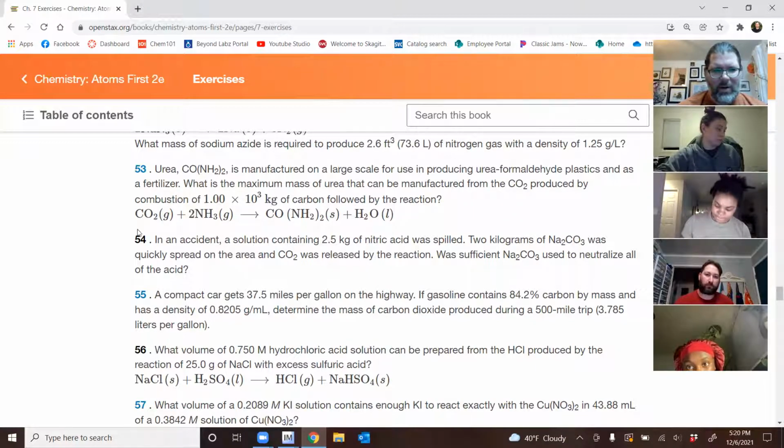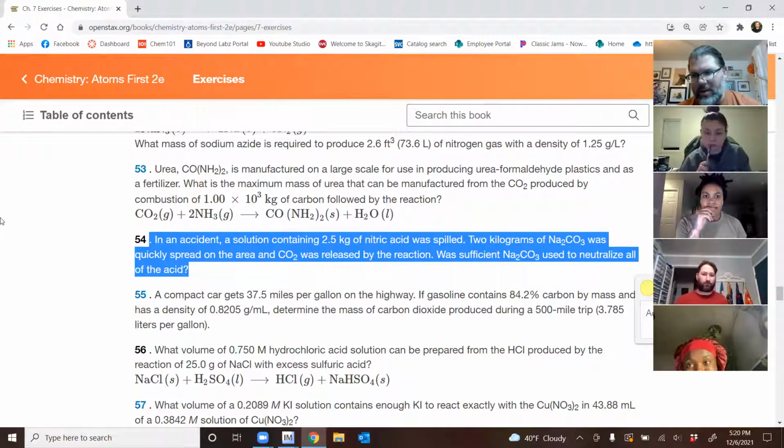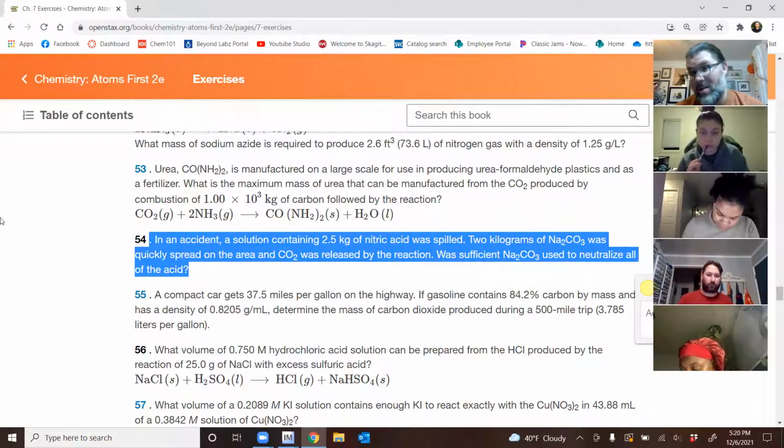Ooh, I really like this one a lot. So we talked about acid-base reactions. This is an acid-base reaction. In order to figure out if we used enough of our neutralizing agent, sodium carbonate, you have to actually write the reaction here. All right, so nitric acid, we spilled 2.5 kilograms of it. That is a metric crap ton of nitric acid. That would be a major, major problem in a laboratory if you spilled that much nitric acid. It's nasty.